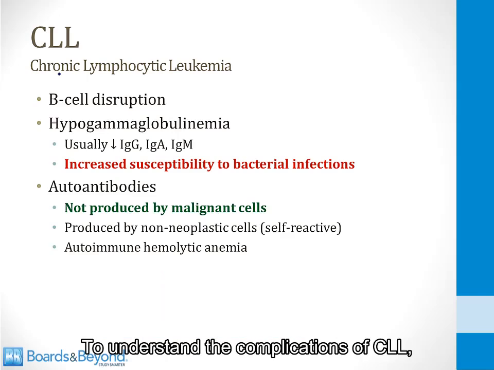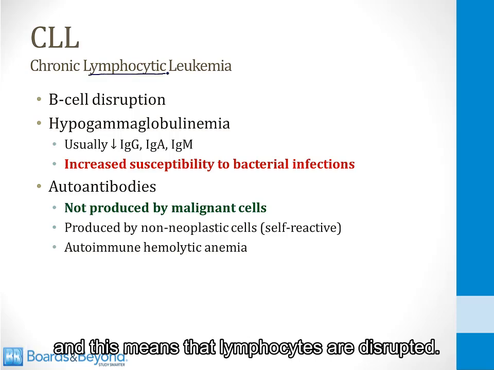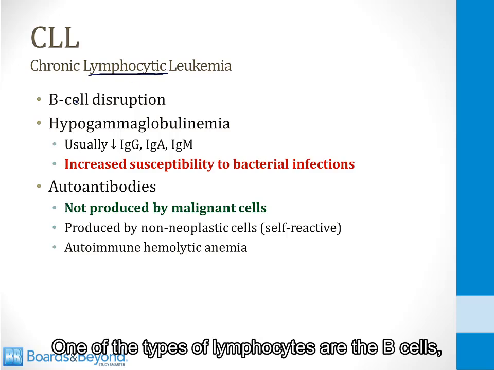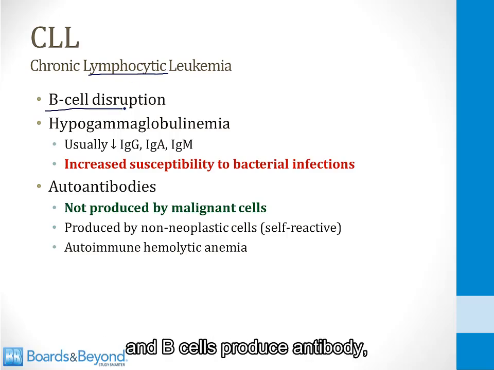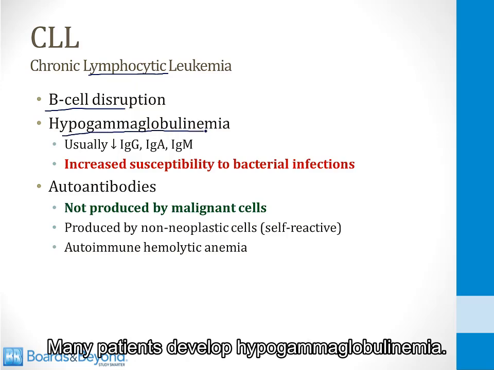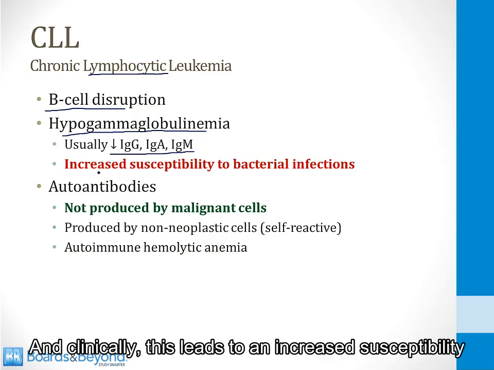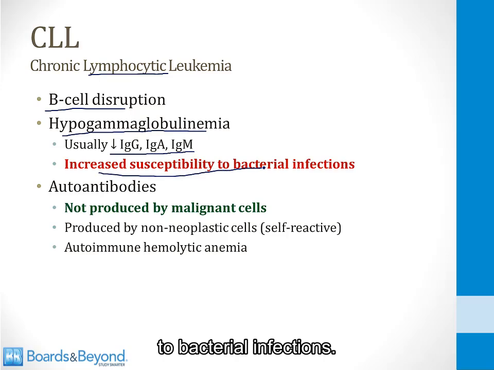To understand the complications of CLL, you need to remember that it is a lymphocytic leukemia, and this means that lymphocytes are disrupted. One of the types of lymphocytes are the B cells, and B cells produce antibodies. So in CLL, you can see antibody abnormalities. Many patients develop hypogammaglobulinemia. This leads to low levels of IgG, IgA, and IgM, and clinically this leads to an increased susceptibility to bacterial infections.